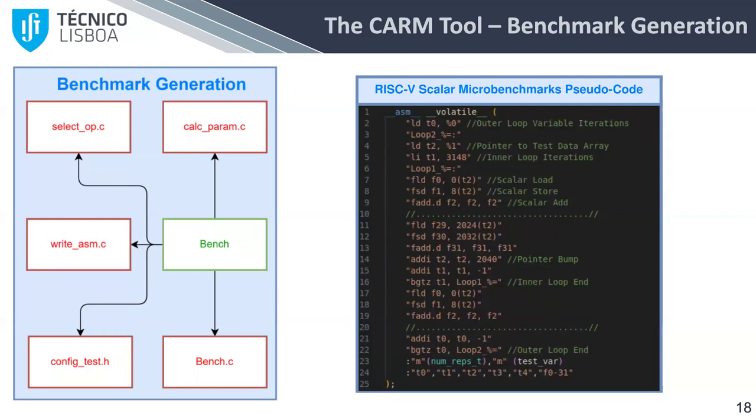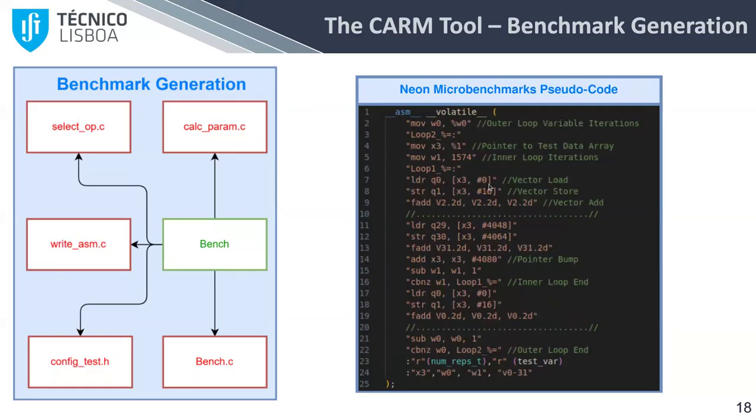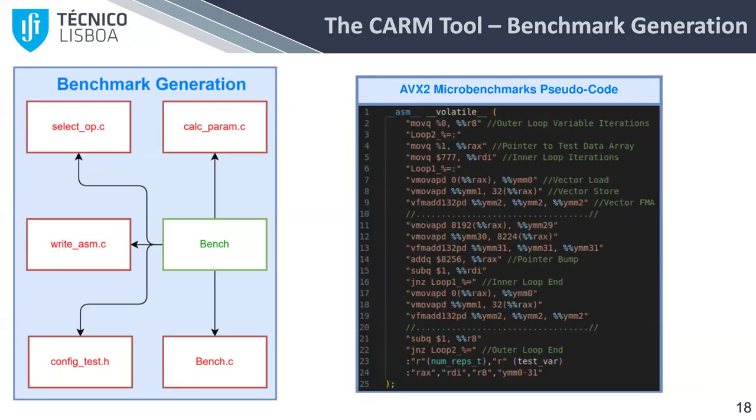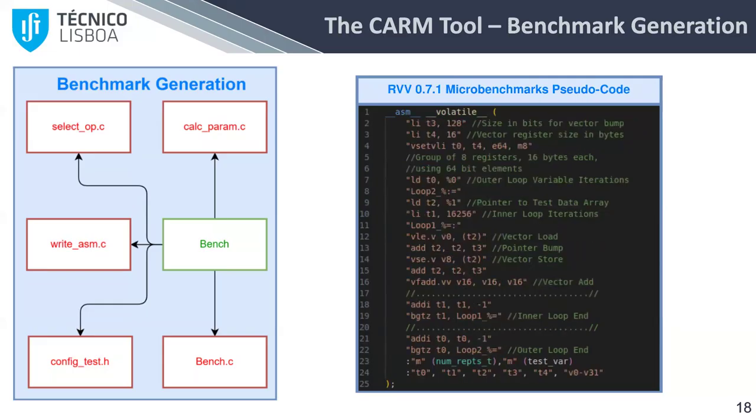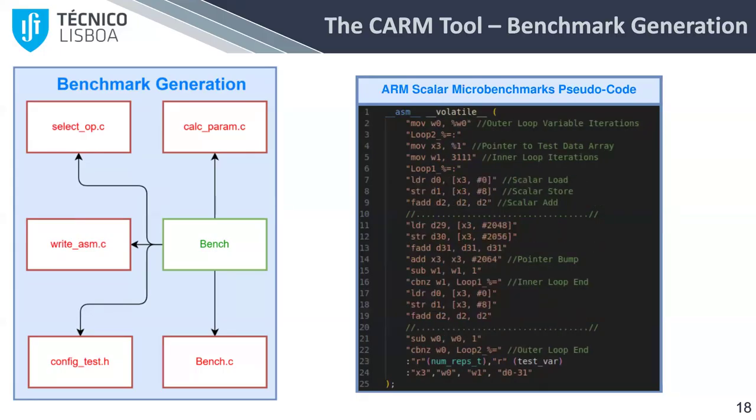And most benchmarks will have an inner and outer loop, as you can see in this GIF, in which the inner loop contains a fixed number of iterations to ensure that we perform the specified number of instructions, while the outer loop can be adjusted externally to allow us to vary the execution time of these benchmarks.